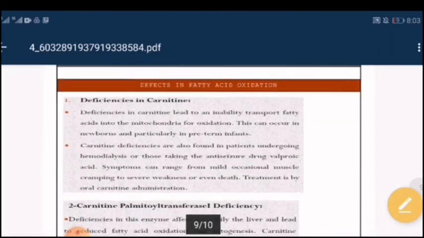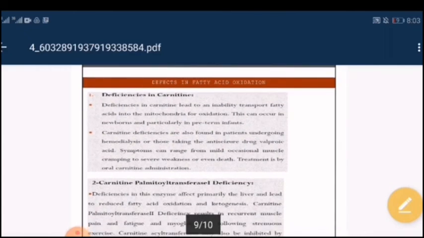And finally, the clinical part of the lecture: defects in fatty acid oxidation. What if all of the above steps didn't go well? The first deficiency is in carnitine. As we said, either the liver is not working well or there is decreased renal reabsorption, and we have already mentioned the causes.